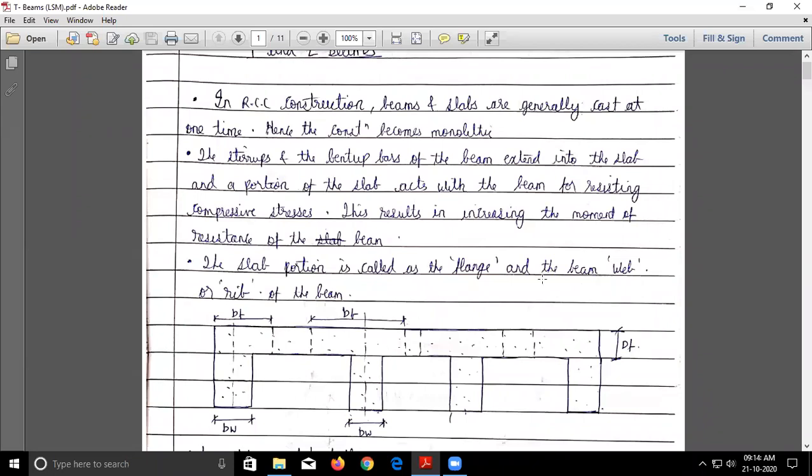So these are the components of a T beam. This portion is called the web of the beam, or you can also say the rib of the beam. And this portion is called the flange of the beam. BF is nothing but the effective width of the flange. When I say only B, that will be the actual width, and when I say BF, you can say that it is the effective width of the flange. This much is clear to everyone.